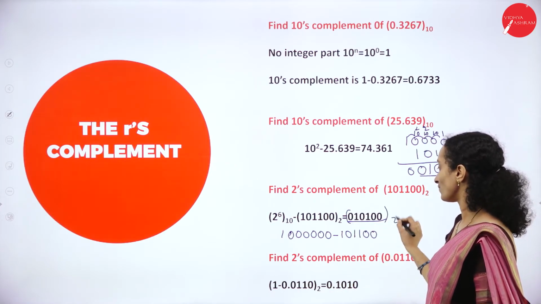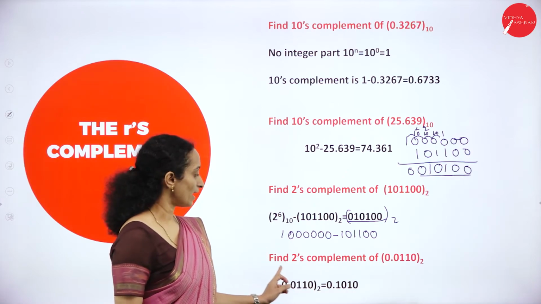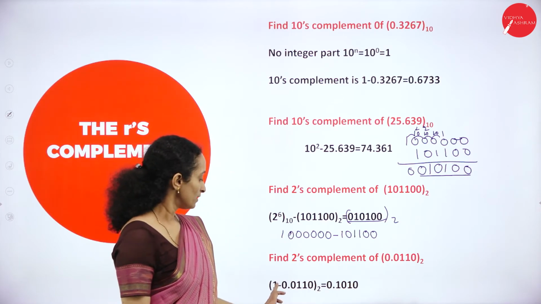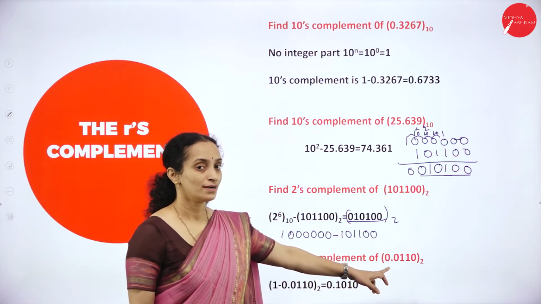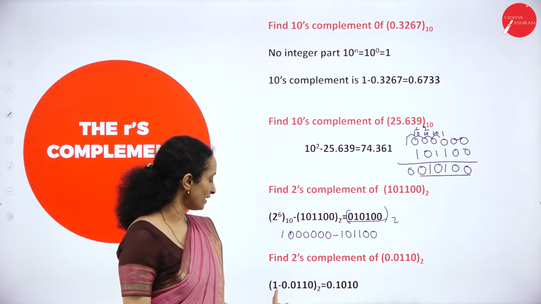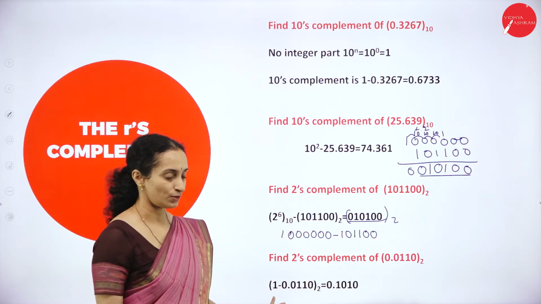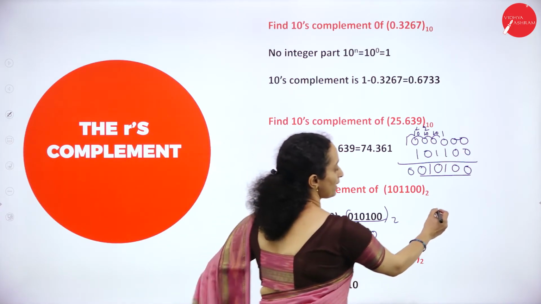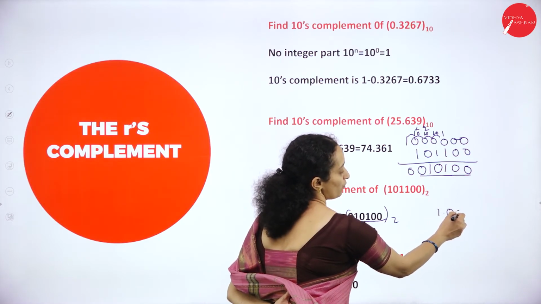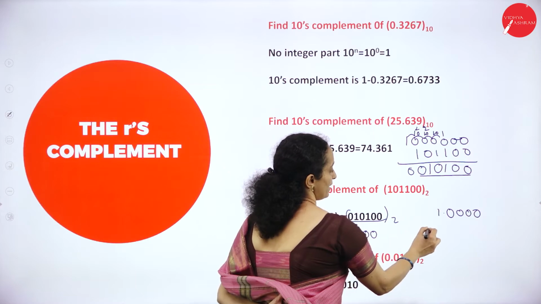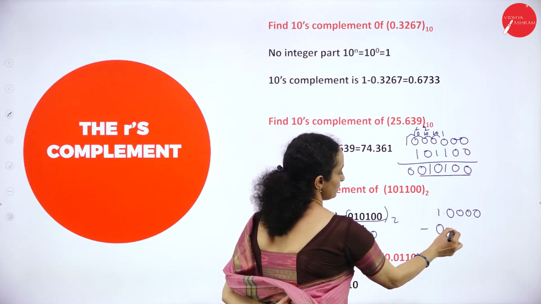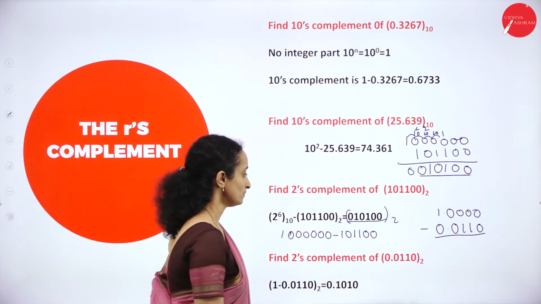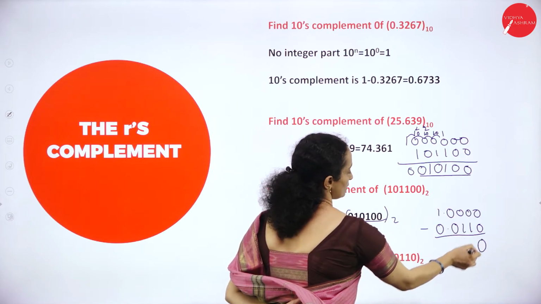Okay. Now we have another example having a fractional part. There is no integer part, so we shall take 2 to the power of 0, which is equal to 1. So 1 minus 0.0110. So it will be taken as 1 followed by 4 zeros minus 0.0110. So 0 minus 0 is 0.